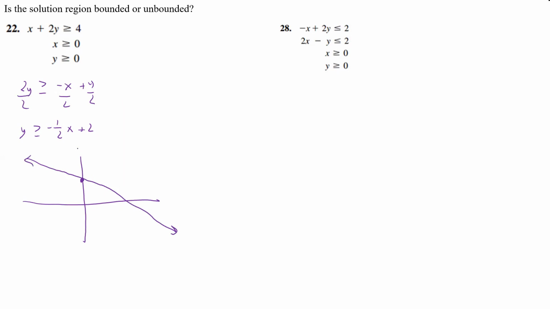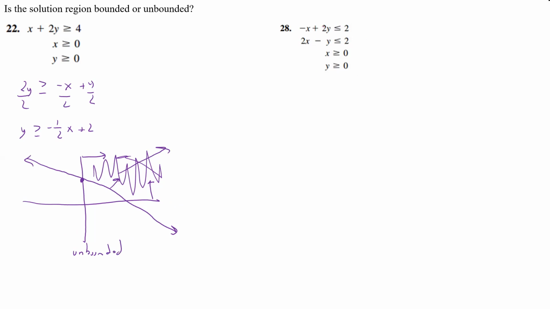And what do we know? Well, it has to be in the first quadrant, so it has to be up here, and it has to be greater than. So basically, it's going to be everything this way, and everything that way. So, this whole area over here. And that keeps going out that way, so it's unbounded. Okay. So that's what they want for these kind of problems.